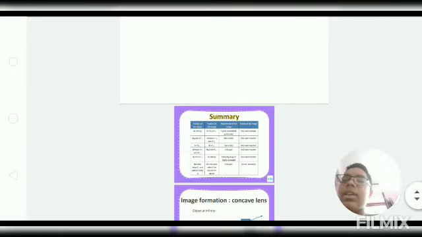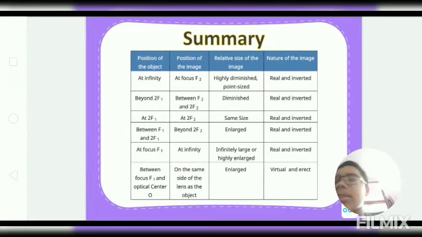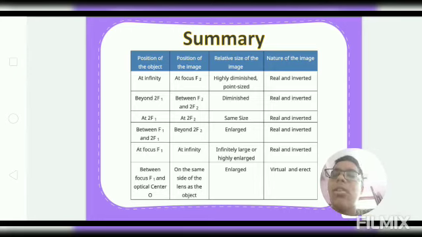This is all the quizzes we have completed, and this is the summary of what we discussed earlier. Okay, position of the object. When the object is at infinity, what is the position of the image? The image is formed at F2, focus 2. And the image is highly diminished or point-sized. It is real and inverted.